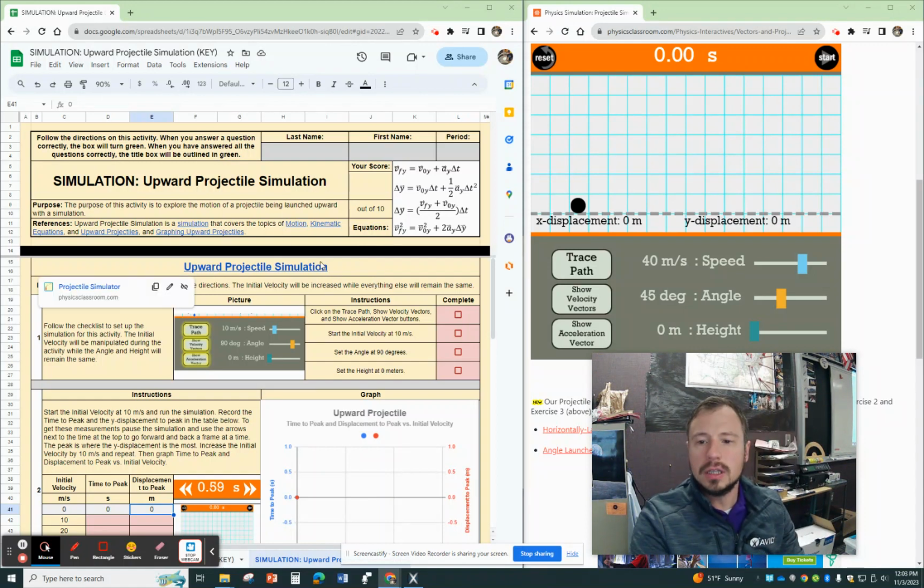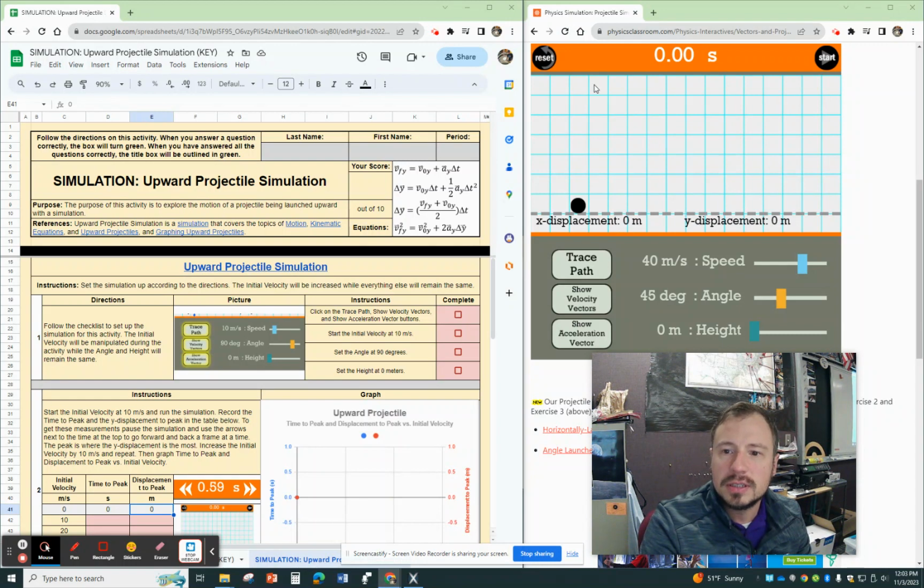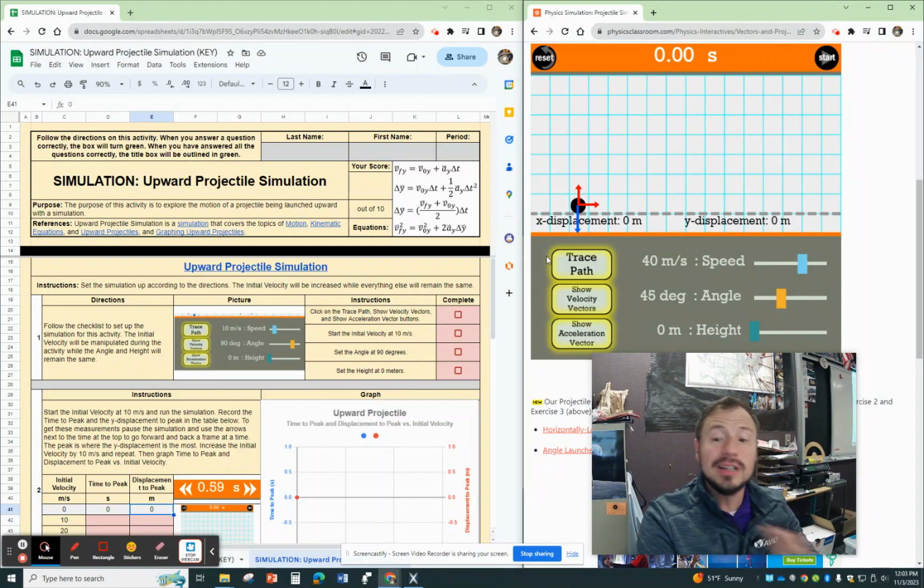Once you click on the link and pull this up from Physics Classroom, you can see here it shows you exactly how to set this up. Click on trace path, show velocity vector, show acceleration. I want to see the velocity and acceleration vectors.